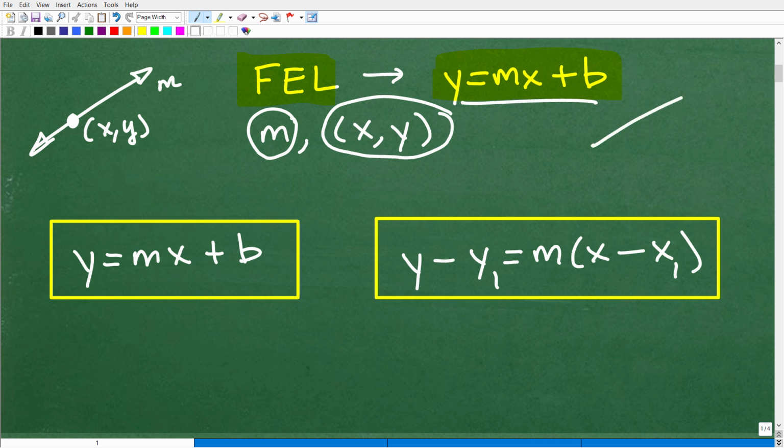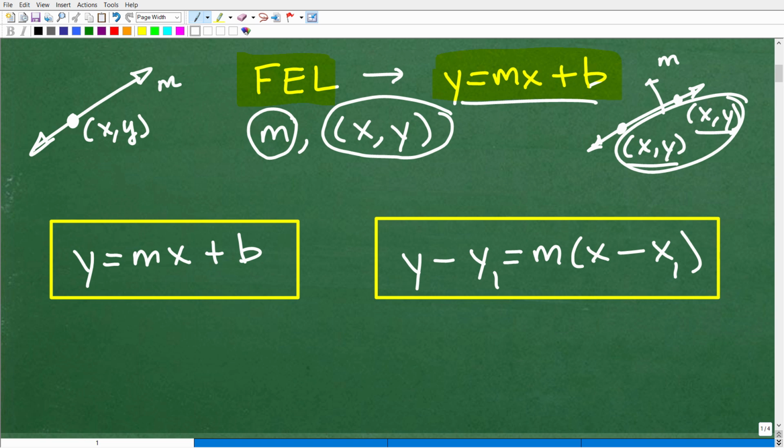Now, what about a situation where I have a line, but I give you 2 points? I have a point here and I have a point here. Well, 2 points is enough for me to graph a line, but is it enough to answer this question? Yes, it is, because given these 2 points, I can use that information to find the slope.